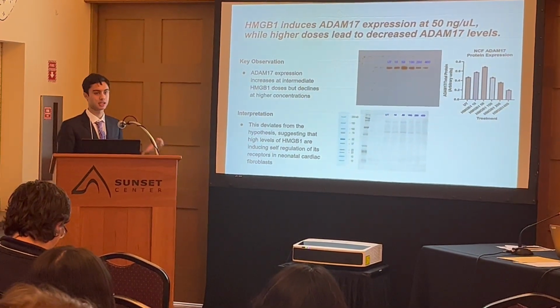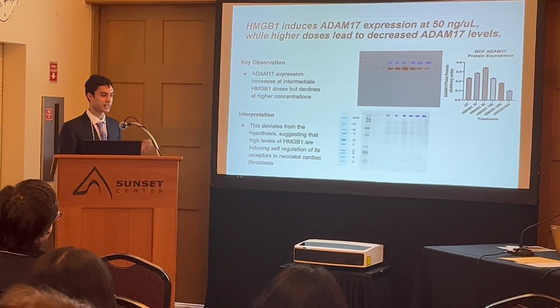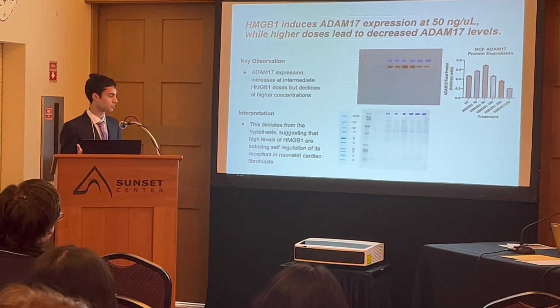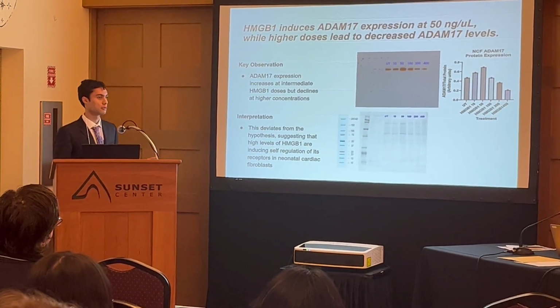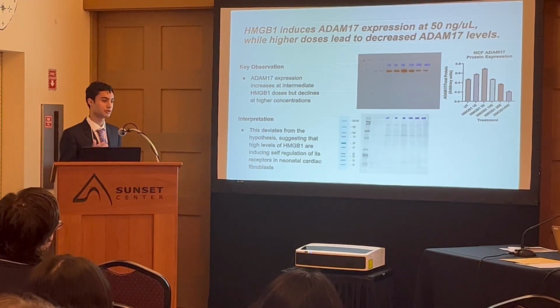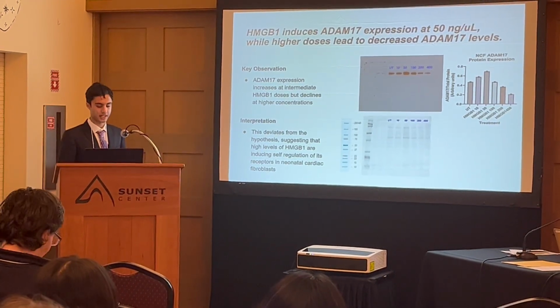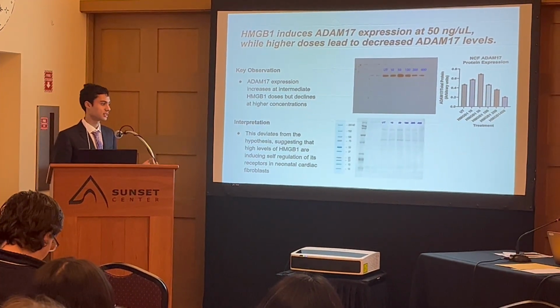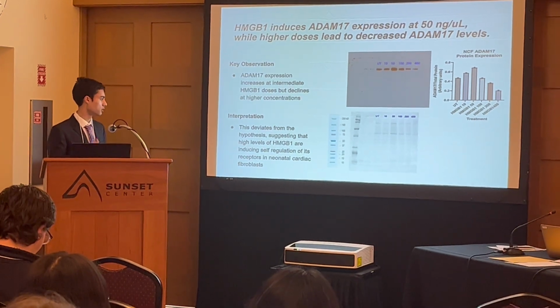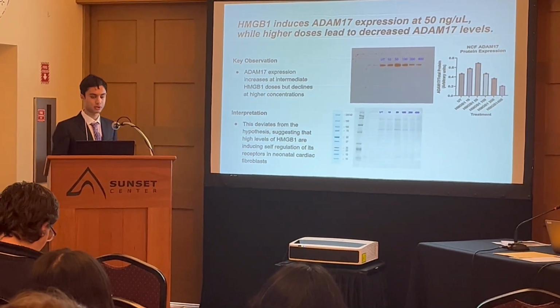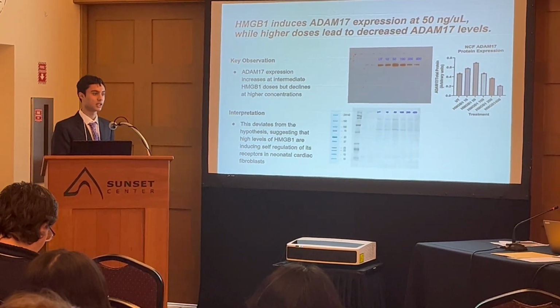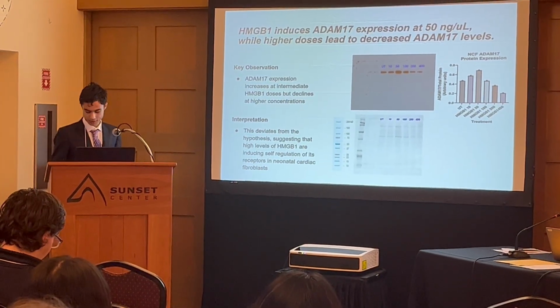This is very much similar to the qPCR data that we obtained from gene expression, and this deviates from our hypothesis that elevated HMGB1 could contribute to pediatric DCM. And this suggests that some sort of self-regulation of HMGB1 receptors is potentially occurring in neonatal cardiac fibroblasts.